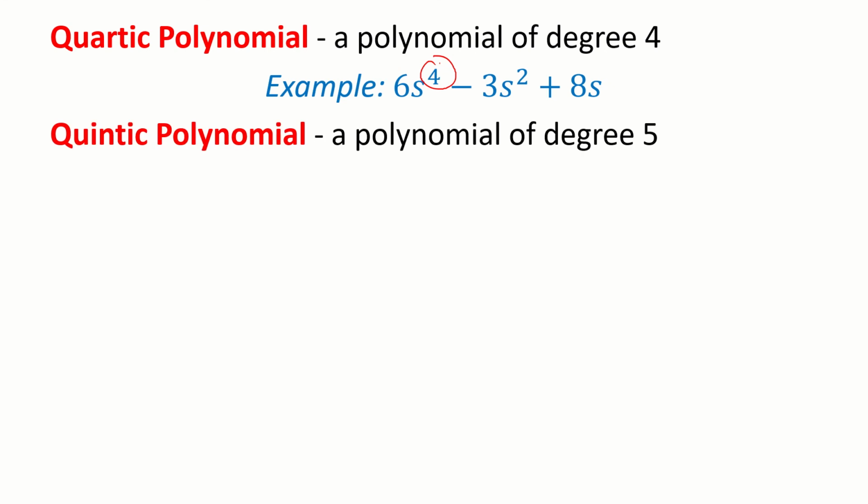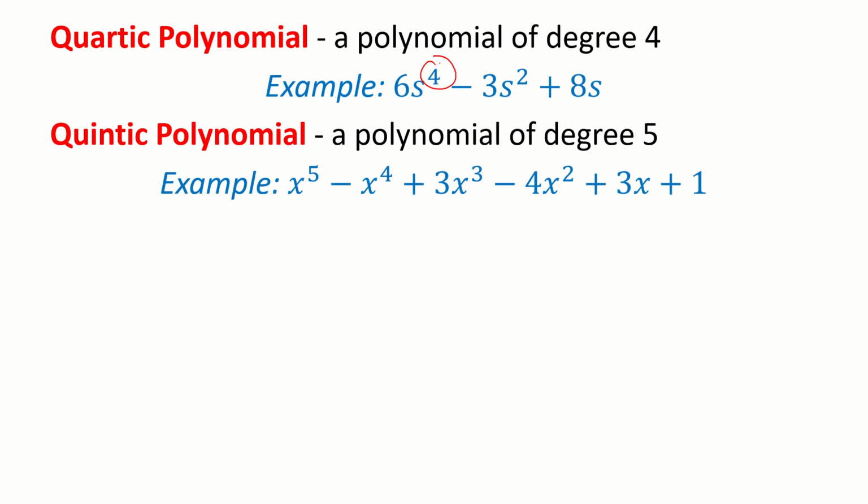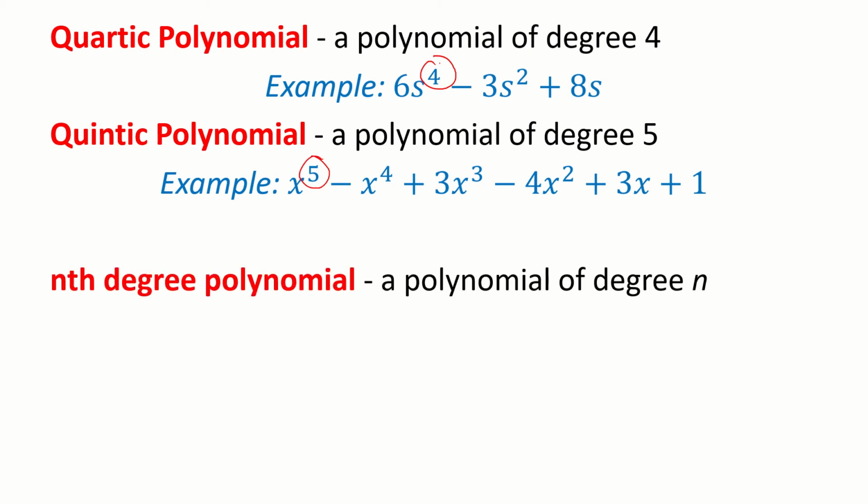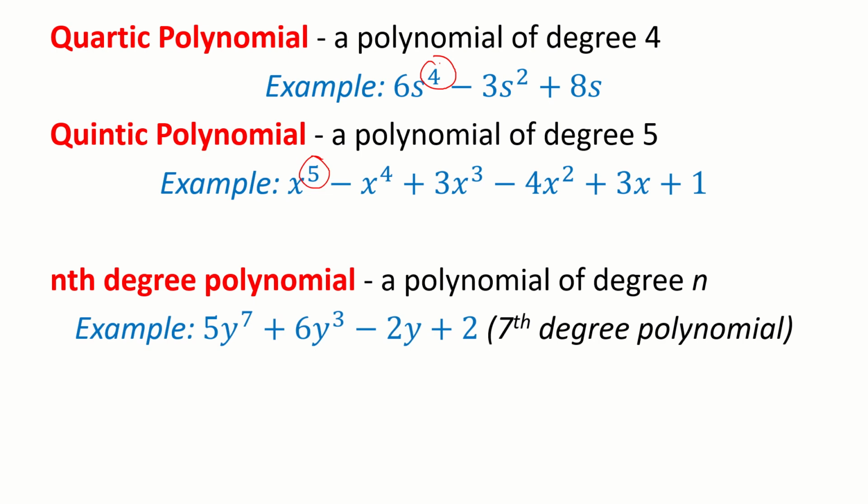And it's a quintic polynomial if the degree is 5. So for example, this one. This is a multinomial, obviously, but the highest degree is 5. And if it's more than 5, we just say it as nth degree polynomial. So allow me to give an example. For this one, we have 7 as the highest degree, because this is degree of 7, degree of 3, degree of 1, degree of 0. 7 is highest, so we call it a 7th degree polynomial. If the degree is 8, 8th degree polynomial. If it's 10, 10th degree polynomial.